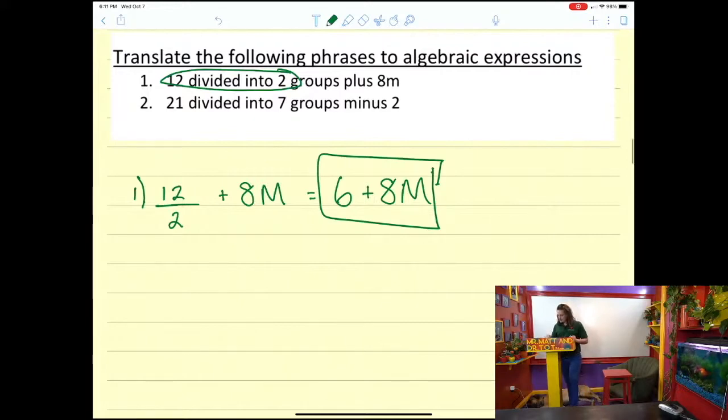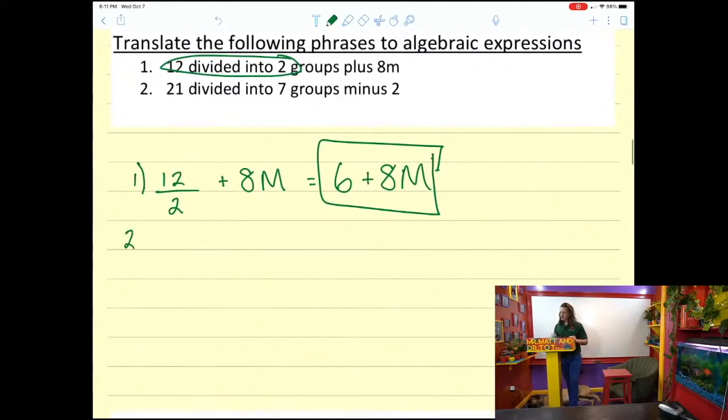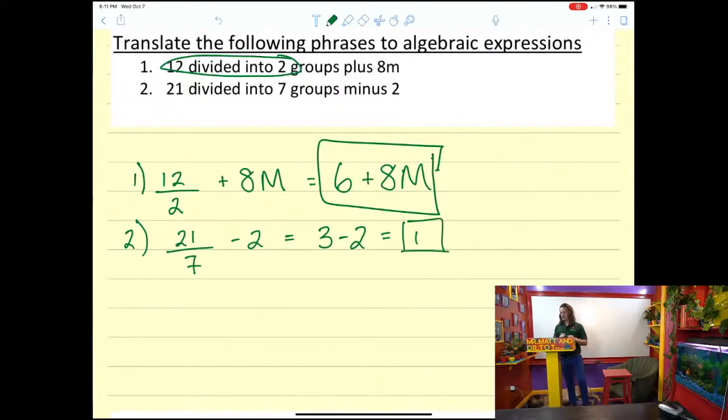Number 2, we have 21 divided into 7 groups. So 21 divided by 7 minus 2. So 21 divided by 7 is 3. 3 minus 2, 3 and 2 are both values with no variable, so we can combine them. 3 minus 2 is 1. So the second expression is going to simplify into 1.